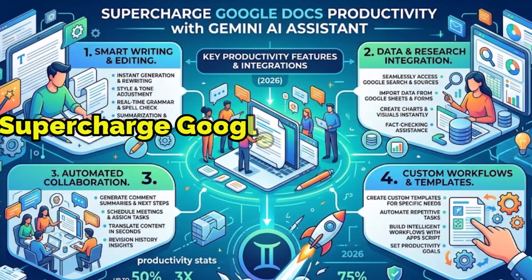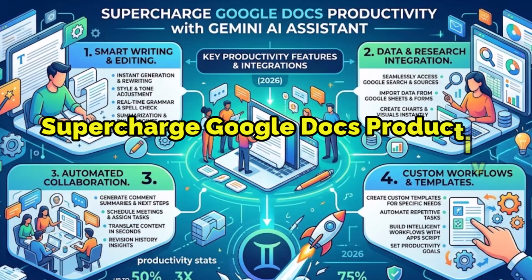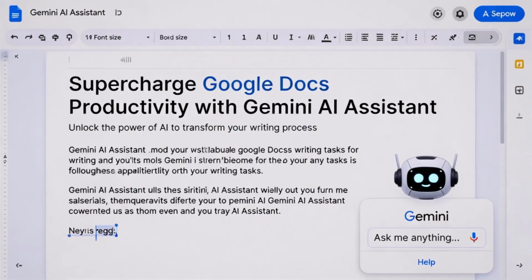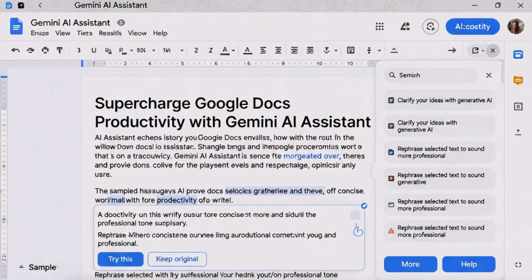Welcome, everyone. Today, we're diving into an explainer that is literally going to change how you work. We are looking at Google's Gemini AI right inside Google Docs and how it's taking your standard everyday word processor and turning it into an active, real-time thinking partner. Whether you're drafting massive reports or just trying to organize a brain dump, let's discover how this actually works in practice.